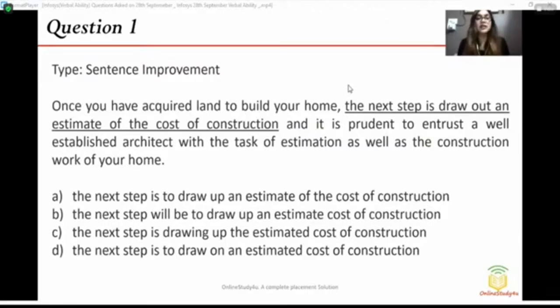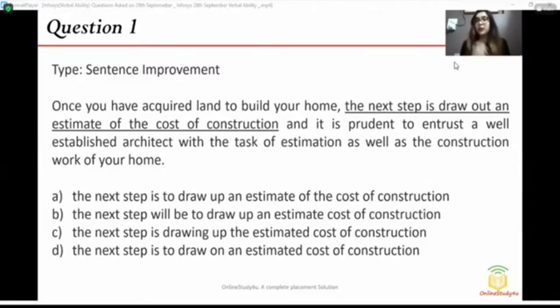Now the first option says the next step is to draw up an estimate of the cost of production. The next step will be to draw up an estimate of cost of production. The next step is drawing up the estimated cost of production, construction, and the next step is to draw on an estimated cost of construction, right? Now, look at the sentence. Once you have acquired land to build your home, the next step, like the immediate next thing to do after acquiring the land, is what we're talking about.